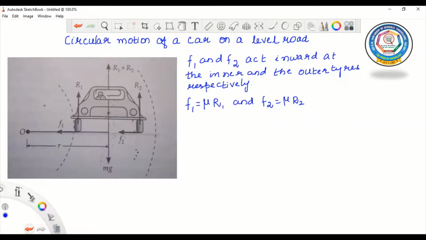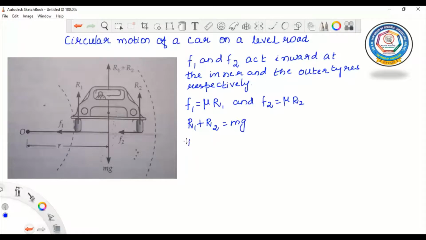And here one thing we have to notice, children: this weight of the car, that is mg, is balanced by the normal reaction R1 plus R2. So can we write R1 plus R2 is equal to mg? Yes. Now what is the total force of friction?